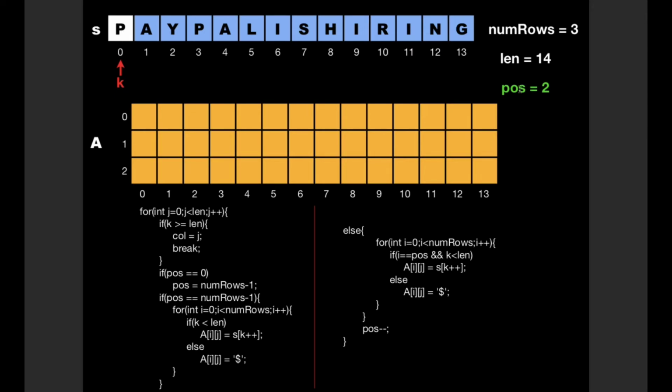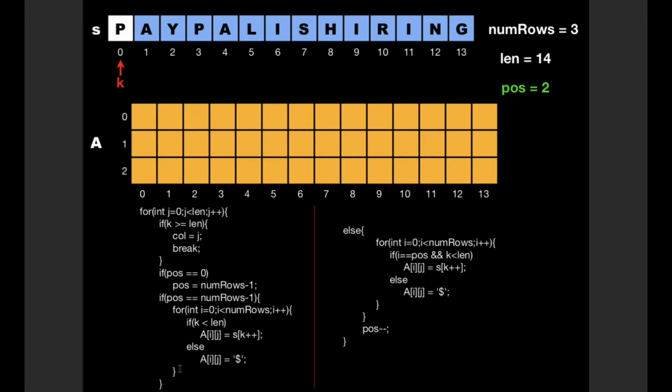The value of position is 2. So we enter the for loop and check whether k exceeds the length. Since it does not, we proceed further and compare the value of position. The value of position is not 0. The value of position is equal to number of rows minus 1. Therefore, the following if condition is true.